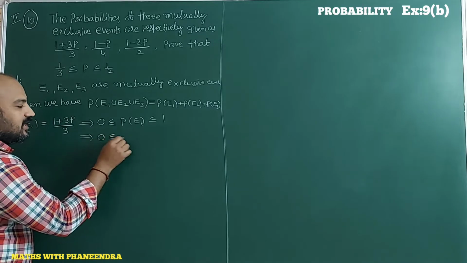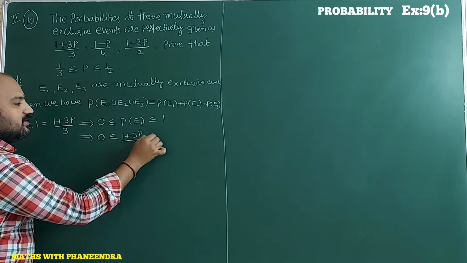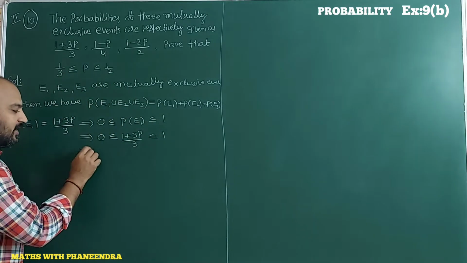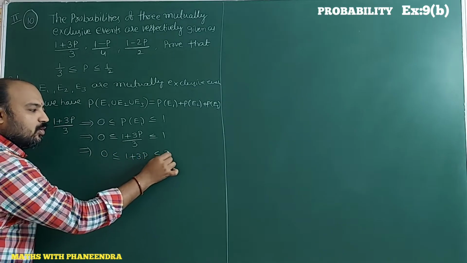So 0 is less than or equal to P of E1, which is (1 plus 3p) divided by 3, is less than or equal to 1. I want to cancel the denominator 3, so multiplying all the terms by 3: 0 is less than or equal to 1 plus 3p is less than or equal to 3.